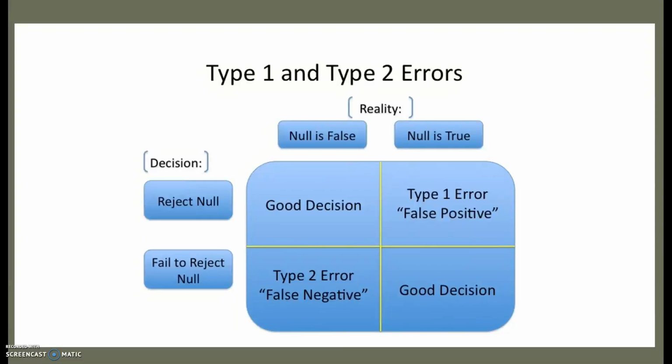If you look at this figure, it may make more sense to you. If in reality the null is false, meaning there is a relationship, and you reject the null, you propose there is a relationship, you made a good decision. In reality, when the null is true, there is no relationship, and you fail to reject the null, you said there is no relationship, then you made a good decision. The other two will be false positive and false negative. Those are the 2 types of errors you need to learn.